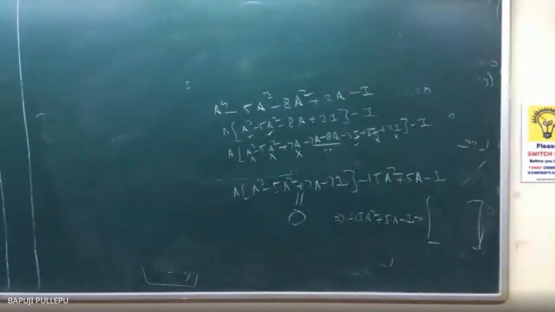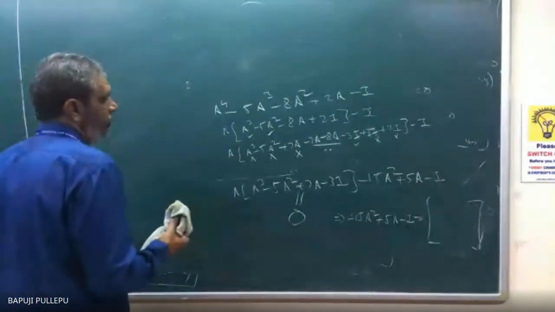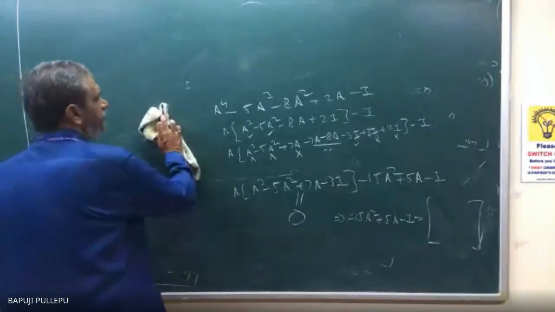Completed. Now what you will do? A square you can find out. A already in your hand. Then simplify.